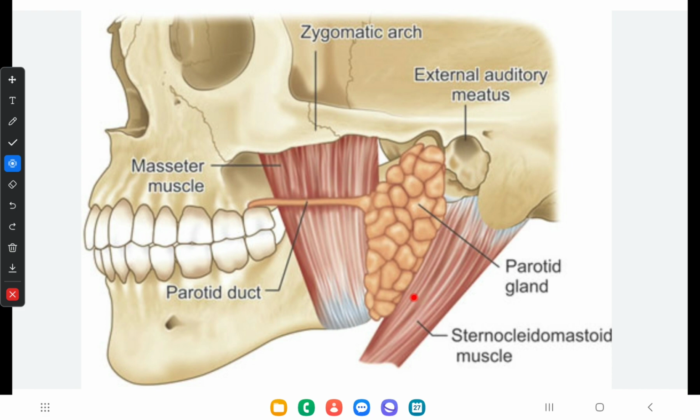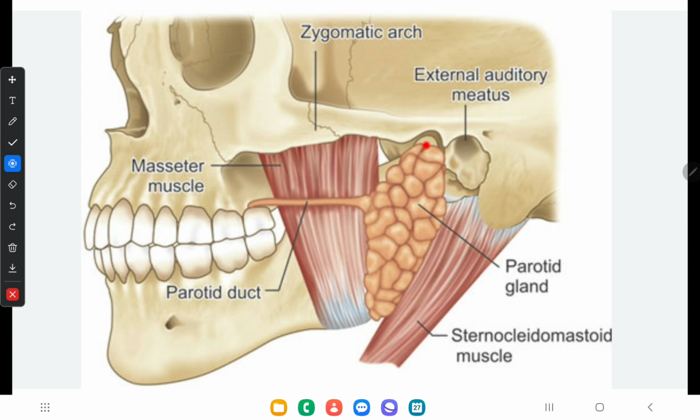Let's have a look at the location of the parotid gland. As you can see here, the parotid gland is located below, in front and behind the ear lobule. Here you cannot see the ear lobule. Here is the external auditory meatus. Here is the zygomatic arch. So, in this area is the ear lobule. So, parotid gland is located below, in front and behind the ear lobule. It fills the hollow between the ramus of the mandible and the mastoid process. Here is the mastoid process, and here is the ramus of the mandible.